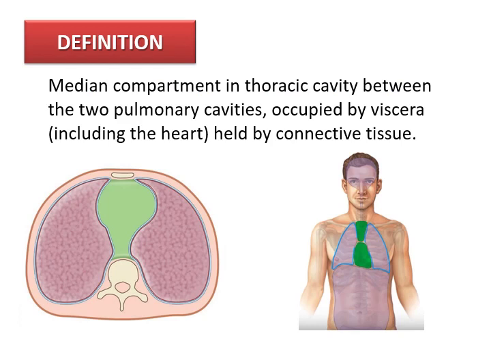Regarding the definition, as I just mentioned earlier, the mediastinum is a median compartment in the thoracic cavity between the two pulmonary cavities. It is occupied by the heart and viscera. All of them are connected by loose areolar connective tissue.